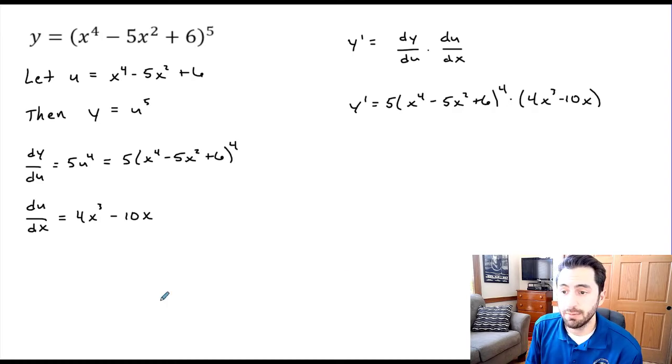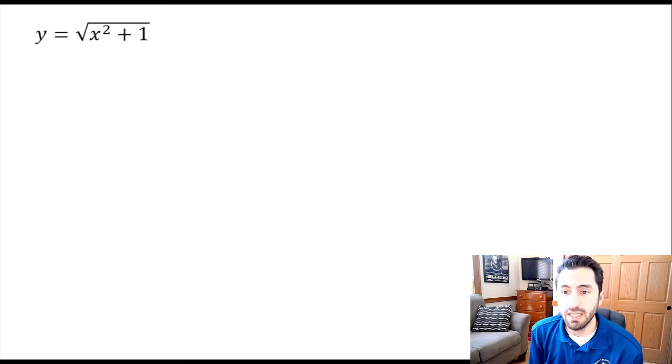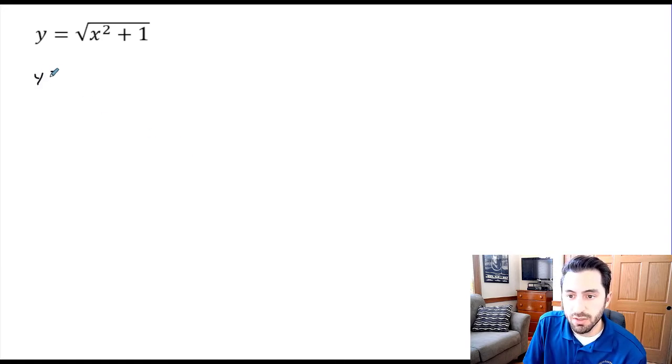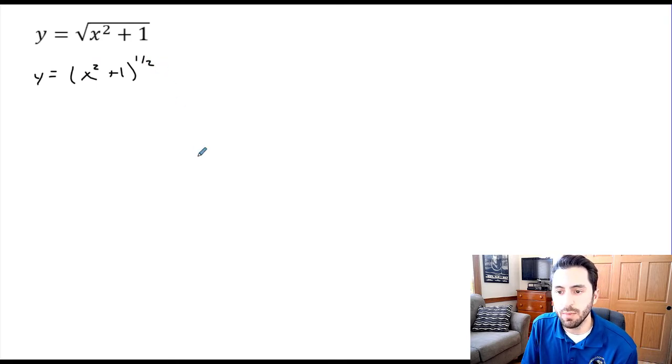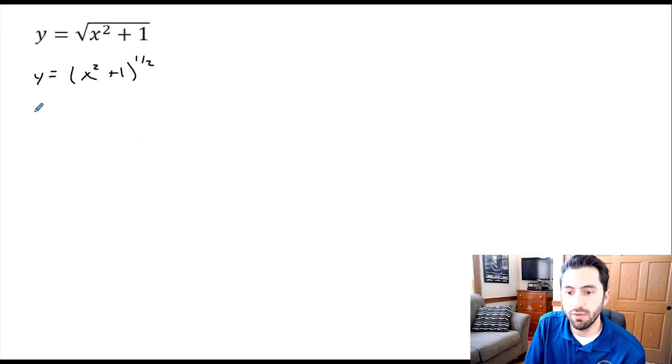Let's do one more example just to go through that process one more time. So my second example, I have an equation y is equal to the square root of x squared plus 1. So first thing, I see here that we can actually rewrite this. So instead of writing this as the square root, let's rewrite this as x squared plus 1 to the 1/2 power. Now let's go through the same process using our chain rule to find the derivative.